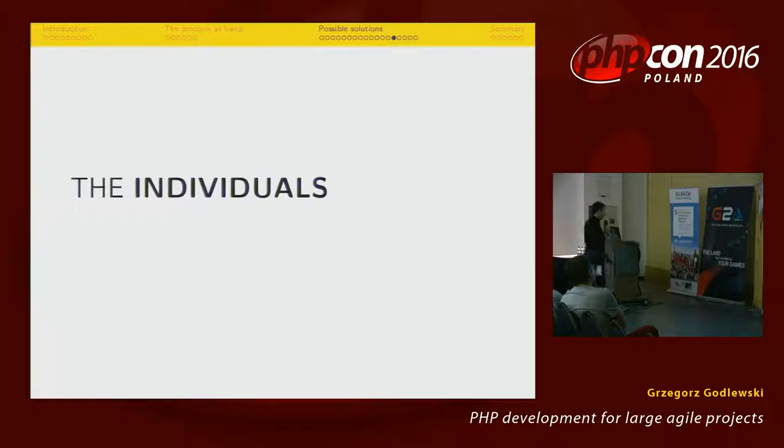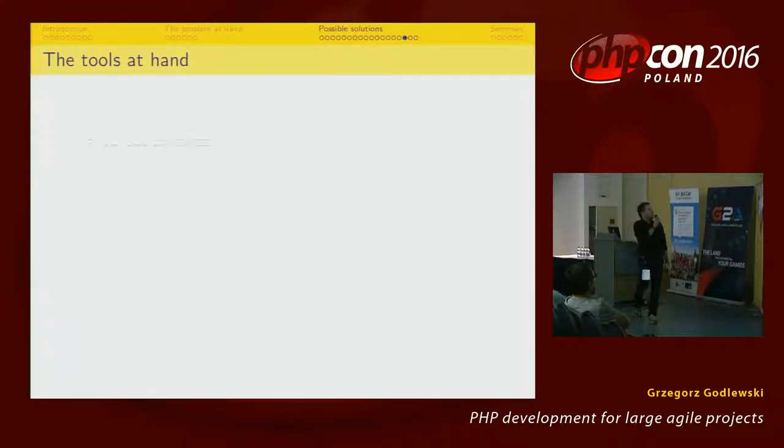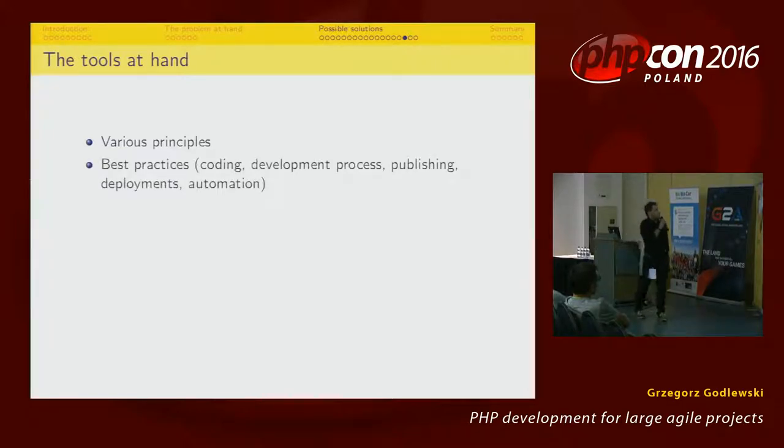Okay, now the last thing, individuals. So it's us, us and only us. We need to develop a proper toolkit for ourselves. The tools at hand that we have are various principles. We've already covered a little bit of that. We can go with best practices when it comes to coding, development processes, publishing, deployments, automation. Everybody should study the subject on their own, depending on the project and this kind of stuff.